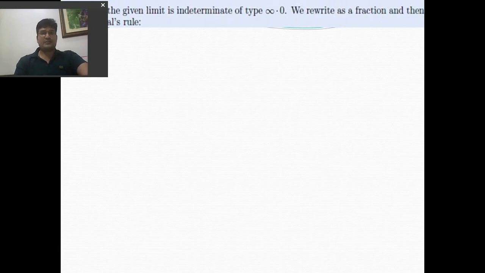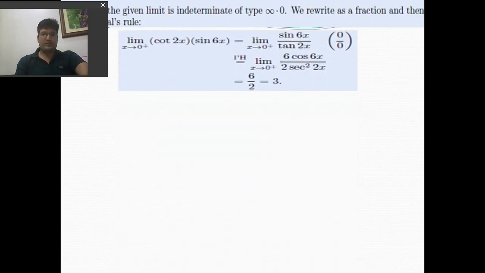Now in this form we cannot apply L'Hopital rule, so we will convert this form into plus minus infinity upon plus minus infinity form or 0 by 0 form. We can see here this expression can be written as sine 6x upon tan 2x. If we apply the limit directly at x is equal to 0 in this question, we obtain 0 by 0, and this is the indeterminate form for L'Hopital rule.